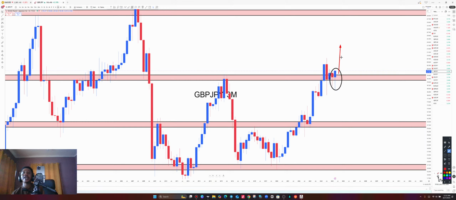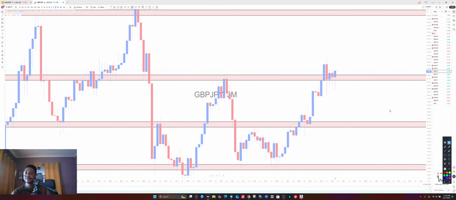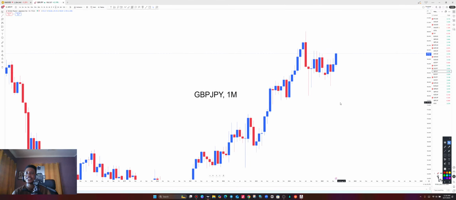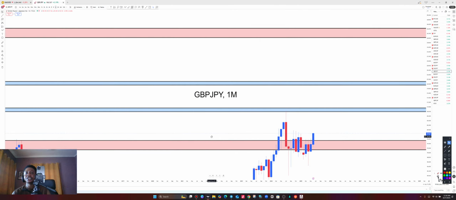So GBP JPY, our bias is to the upside. We are looking for buying opportunities. How do we pick the buy? Let's consult again the monthly time frame for more understanding. Okay, so this is the monthly time frame of GBP JPY. On the monthly time frame, we have the upper and the lower zone. Price is making a higher high, higher low. It is moving all the way up this month. So we're looking for buying opportunities from here all the way to the upside.